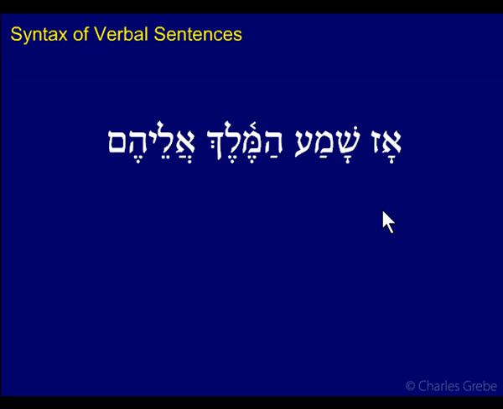Let's look at a Hebrew example of word order. So here's a sentence. We have Az Shama Hamelech Alehem. Az means then. So this is our circumstantial bit.